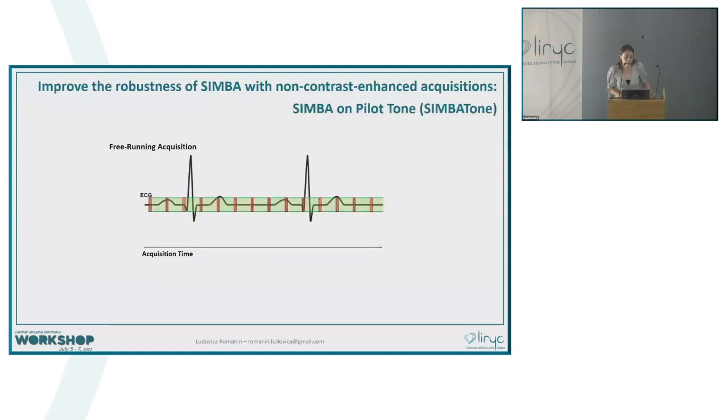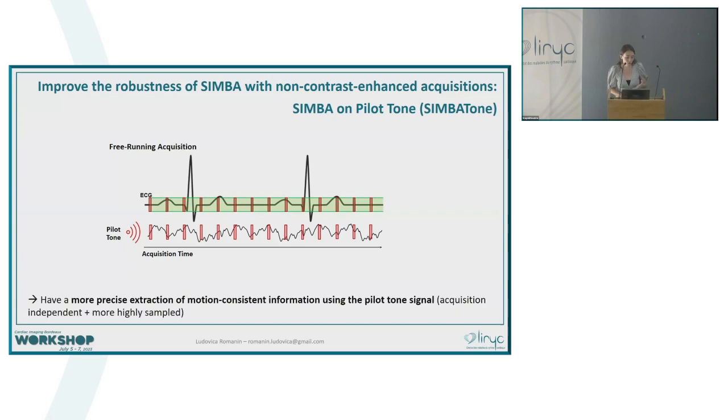So a way that we can improve this in terms of the precision of extraction of motion consistent data is by using the pilot tone. So this is completely decoupled from our acquisition scheme. And so when we have a reconstruction that works for one of these data sets, it could work for potentially all the other free running acquisitions, irrespective of the underlying contrast, which is quite powerful.